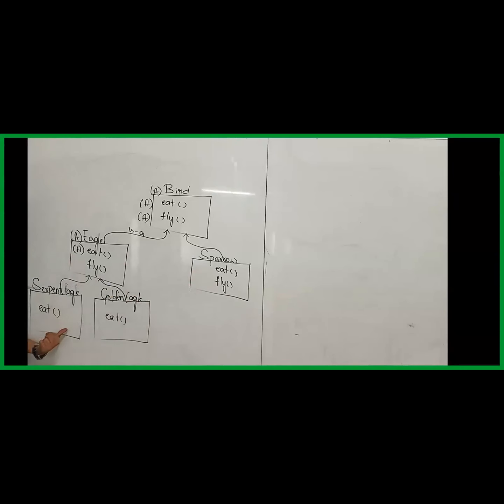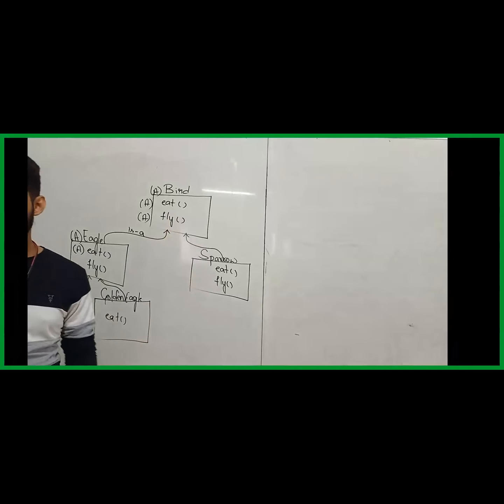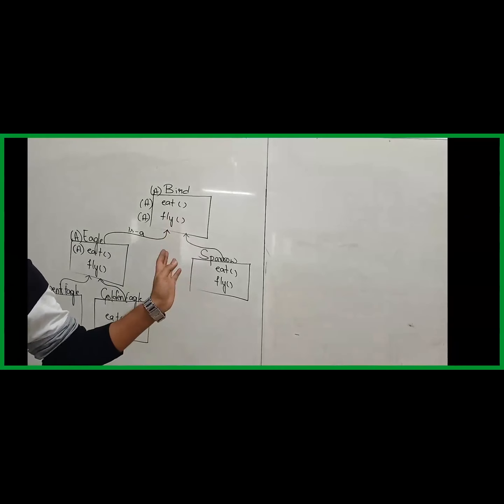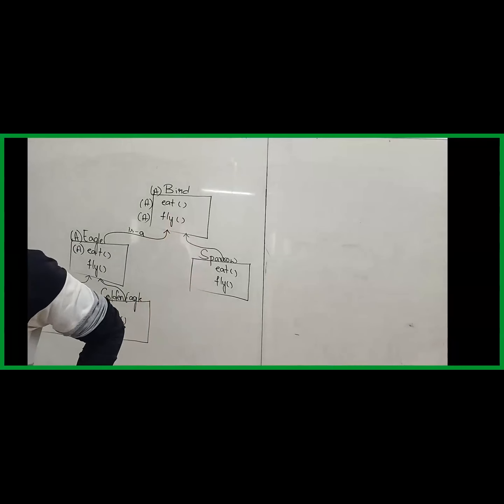However, here, which all methods will be available? Eat as well as fly, because fly will get inherited from here. Fly will get inherited from here. However, fly got inherited from here to here directly. However, if you remember multi-level inheritance. Okay. Now I want to achieve polymorphism. Anyways I have achieved abstraction. Anyways I have achieved inheritance. I want to achieve polymorphism. How can I do it?